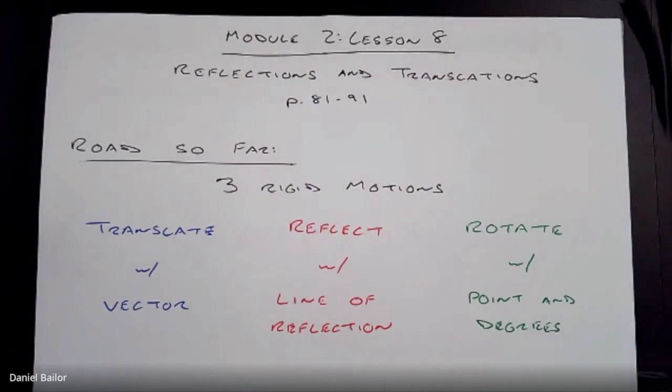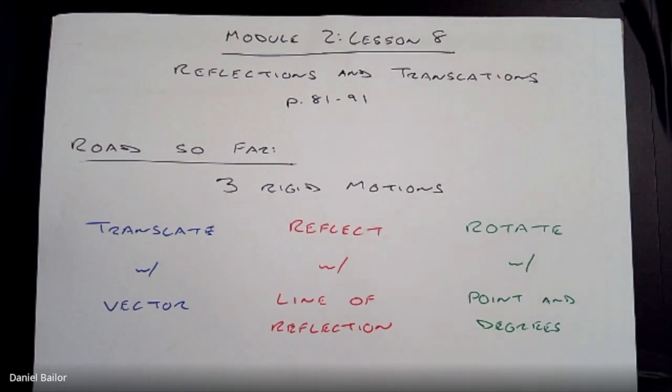Okay, everybody, this is the next math lesson. We are on Module 2, Lesson 8. You can see the notes in front of you. Please start writing them down. Please start copying them. Module 2, Lesson 8 is about reflections and translations.